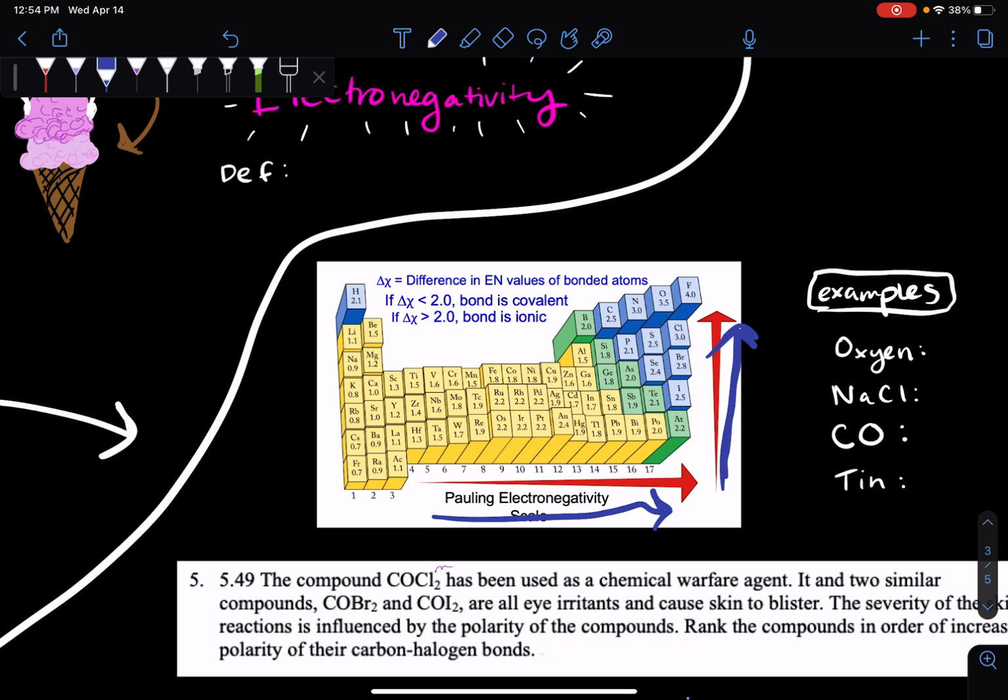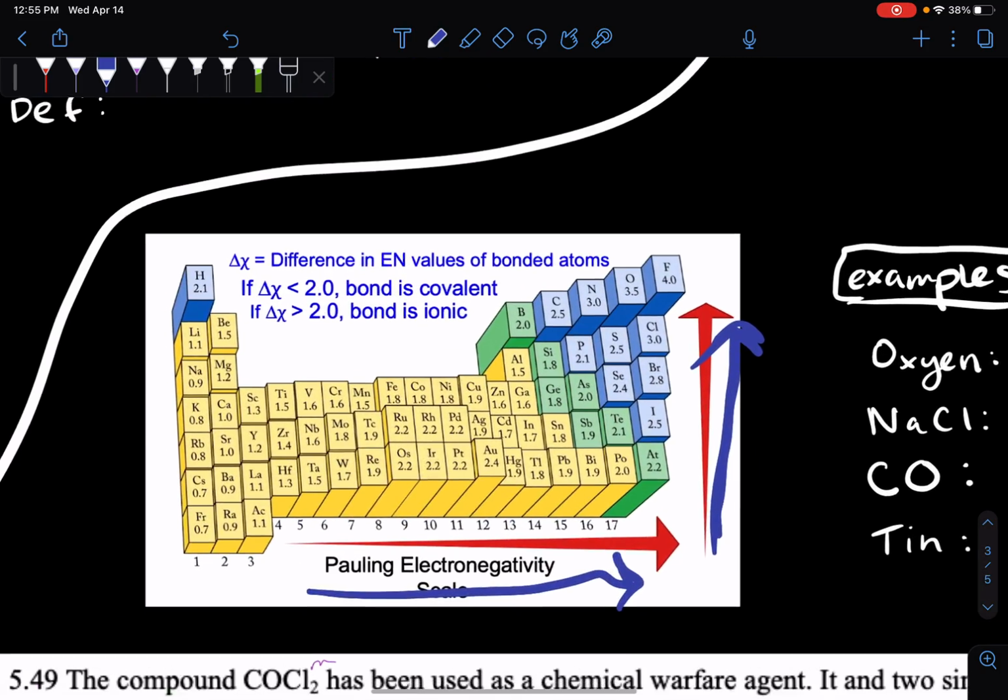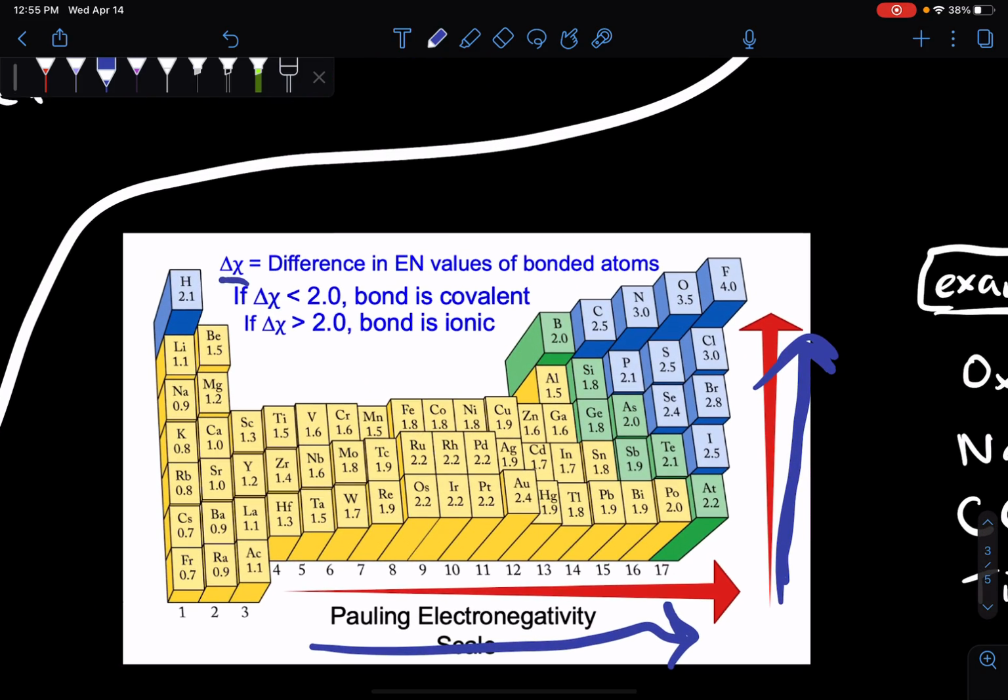And you're going to need this table right here in order to calculate whether or not a bond is ionic or covalent. How do you tell? Well, right here it tells us that the difference in electronegative values of bonded atoms will tell us whether or not it's ionic or covalent. So here, if the difference is less than 2, it's going to be a covalent bond. And if it's greater than 2, it's going to be ionic. As a rule of thumb, this is how you'd calculate it. But basically what this is saying is if it's greater than 2, it's strong enough to rip away that electron.